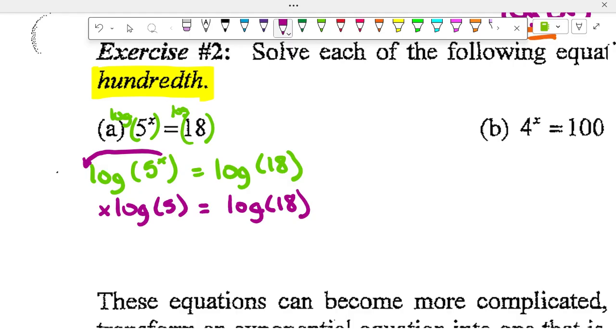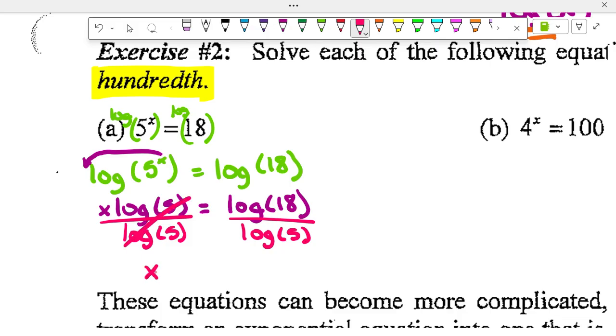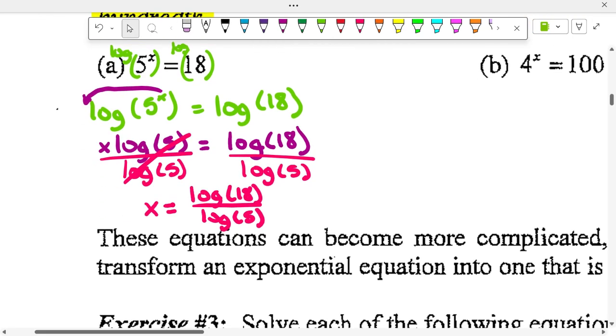What's my next step? Divide by log of 5. So x is equal to log of 18 divided by log of 5. Now, this right here is our exact answer. So if we wanted it to be perfectly exact, we would just leave it like this. So this is our exact answer.